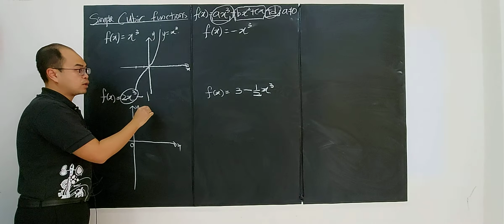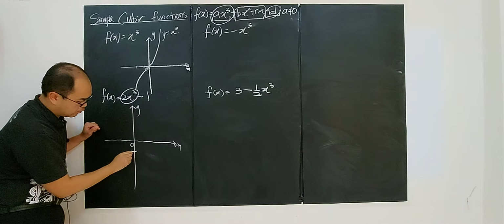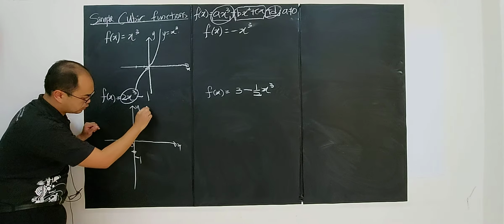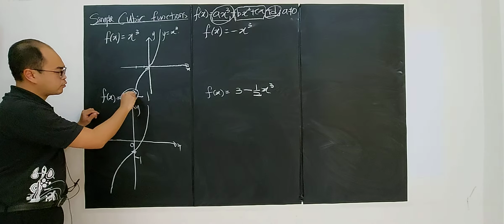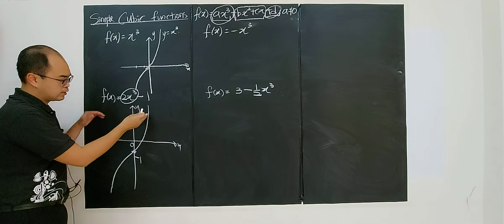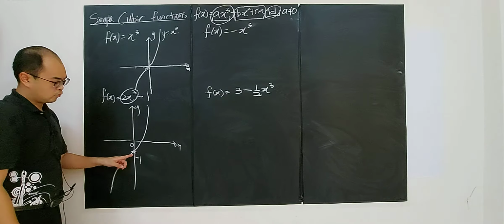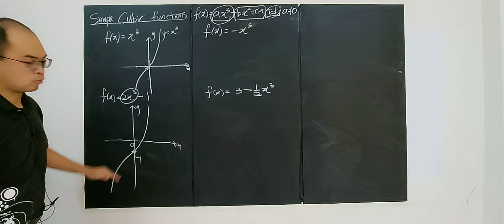But when you minus 1, it will be going down by 1. From 0, it goes down by 1, becoming negative 1 here. So the graph will look this way. If you have y equals 2x cubed, it passes through 0. But when you minus 1, it moves down by 1, so the y-intercept goes down by 1 unit here.